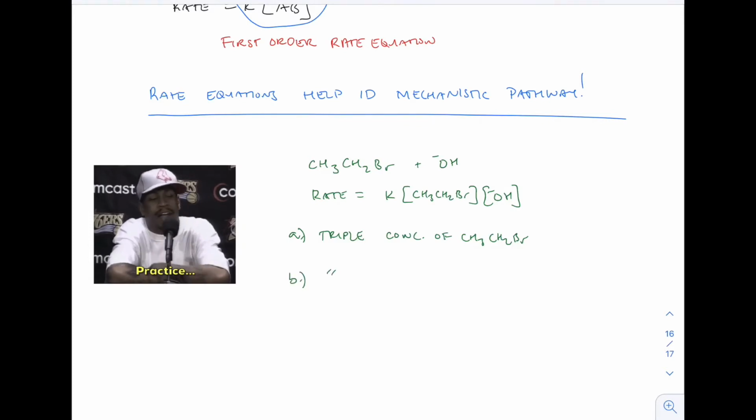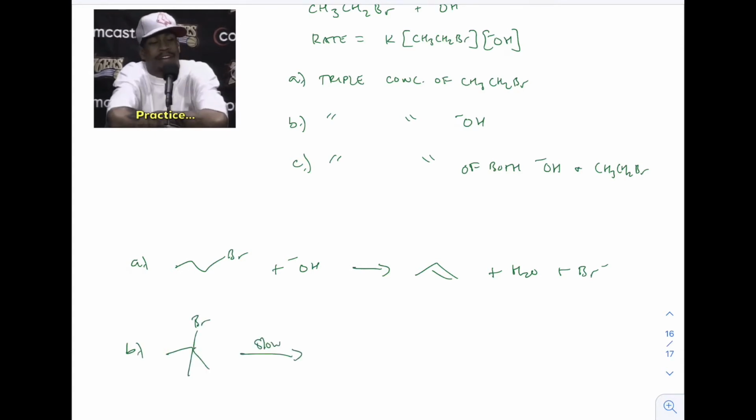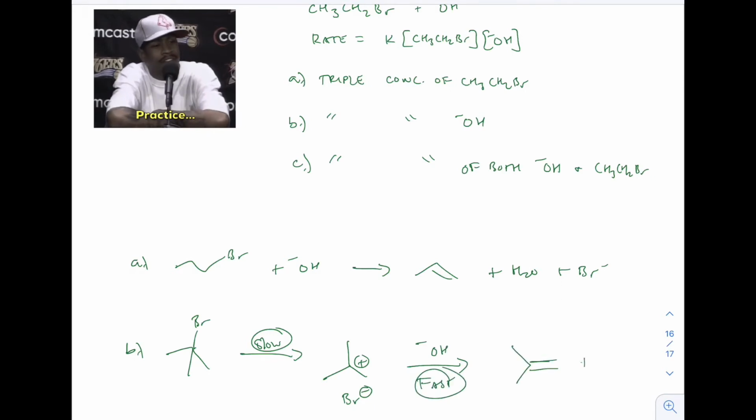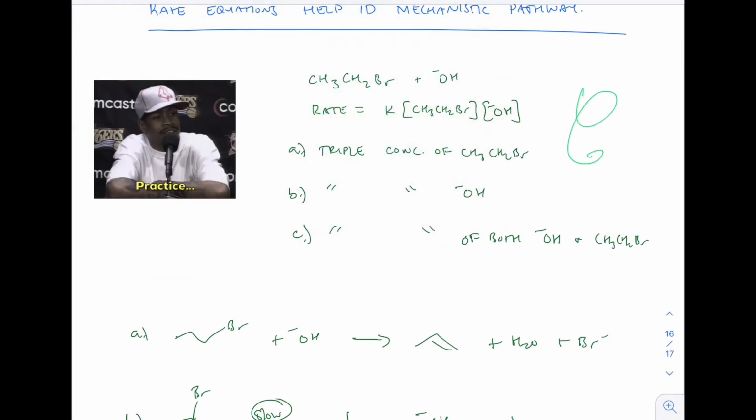I'm going to give you 3 different scenarios, and I want you to determine what effect these scenarios are going to have on the overall rate of the reaction, okay? So tripling the concentration of bromoethane, hydroxide, or both. And then this one right here is just an equation, or more or less a mechanism. It's a reaction scheme, and I want you to determine what the rate equation is based off of this, okay? So pause the video right now, and then let's see if you can get what I get, okay?